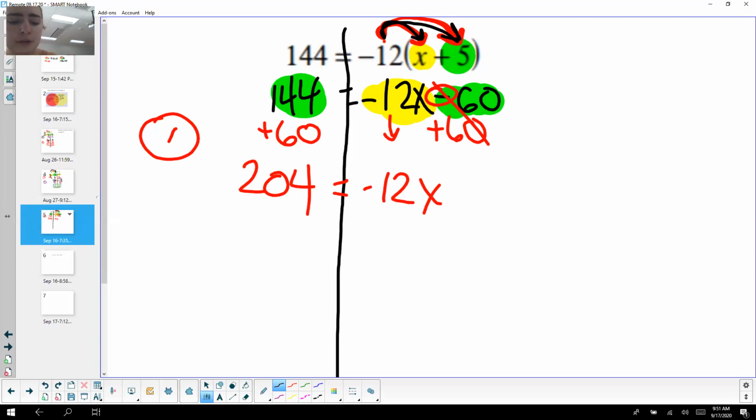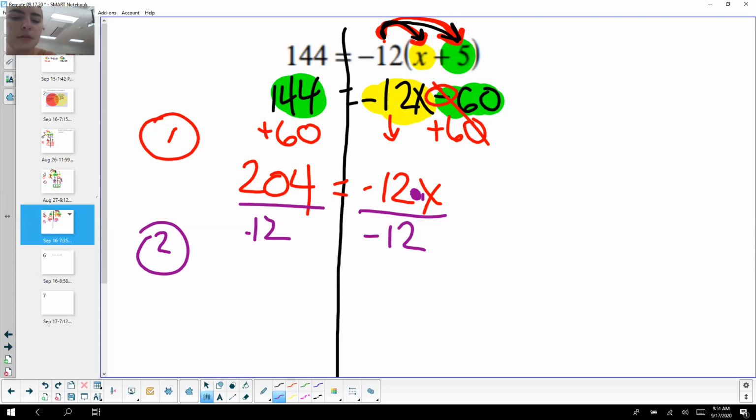I need to get x all by itself. I know that when I have a number right next to a variable, I need to get it by itself by dividing because it's being multiplied. So again, I need to use the opposite operation to get it by itself. So I'm going to divide both sides by negative 12. So negative 12 divided by negative 12 cancels. I'm going to be left with x equals, and then in your calculators, 204 divided by negative 12. Make sure you're typing in that negative 12, because if you don't, you're going to get the wrong answer. So 204 divided by negative 12 is going to give us negative 17.